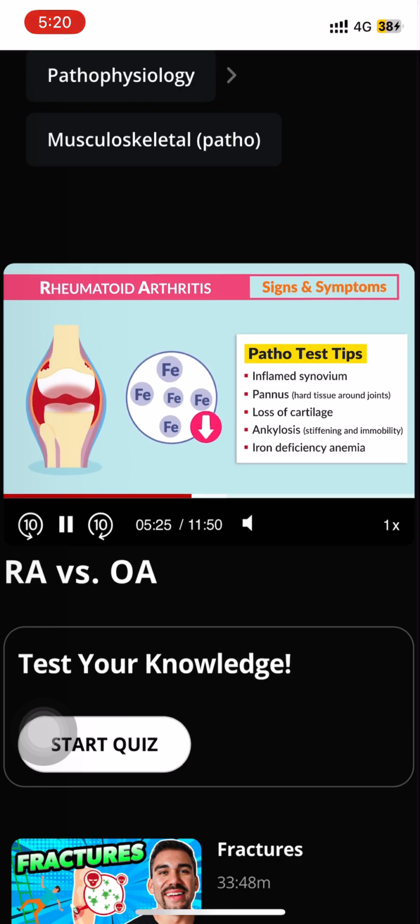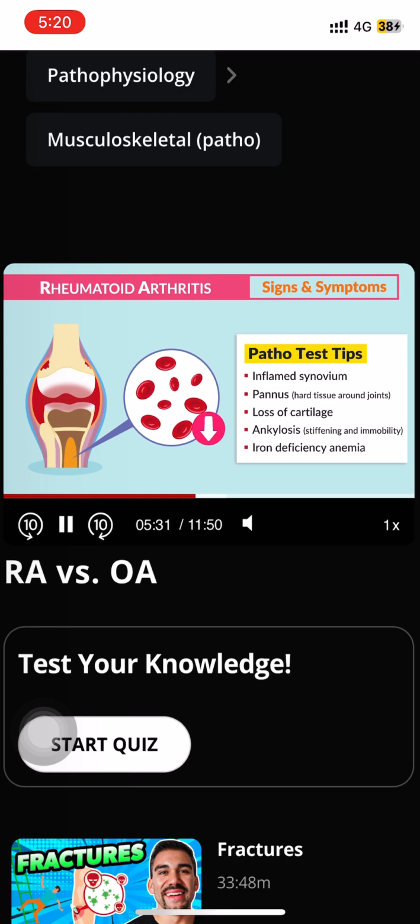And lastly, we have iron deficiency anemia due to the chronic inflammation of the joints. This can lower the production of red blood cells in the bone marrow, as all this inflammation and destruction of the joints is going on.